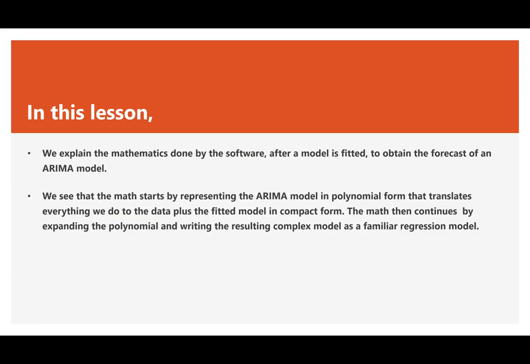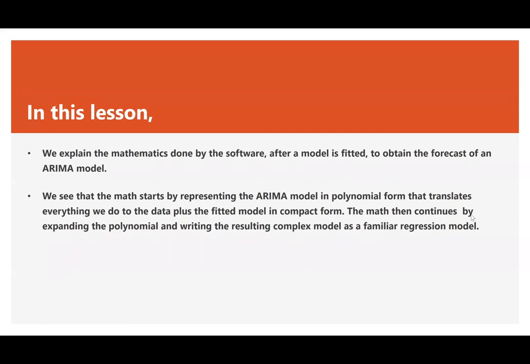We are going to see that the mathematics starts by representing the ARIMA modeling in a polynomial form. This is pretty different from any other regression you have done. The polynomial form translates everything we do to the data plus the fitted model in compact form. So it's going to put everything in a very compact form. This is what I meant by holistic. ARIMA is a very holistic way of modeling everything: the trend, the seasonal, the stationary part, the random term.